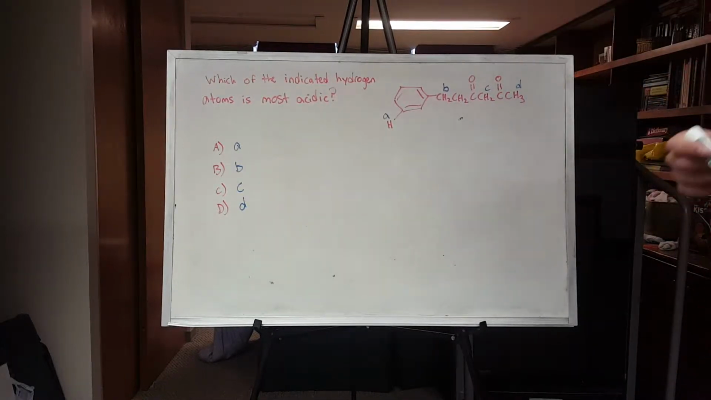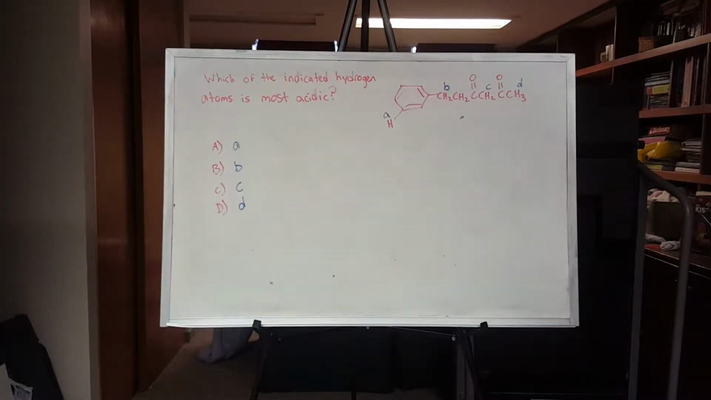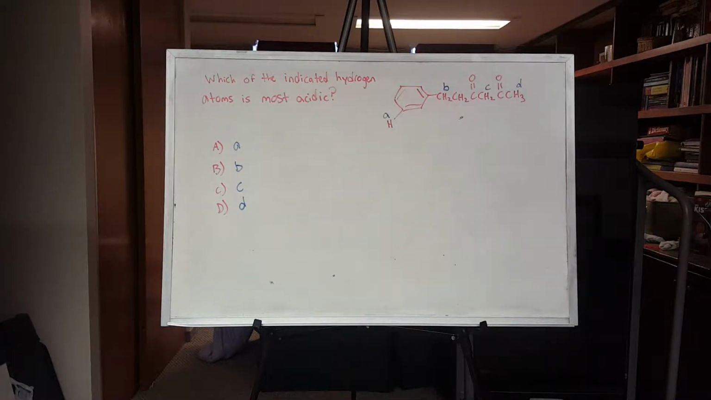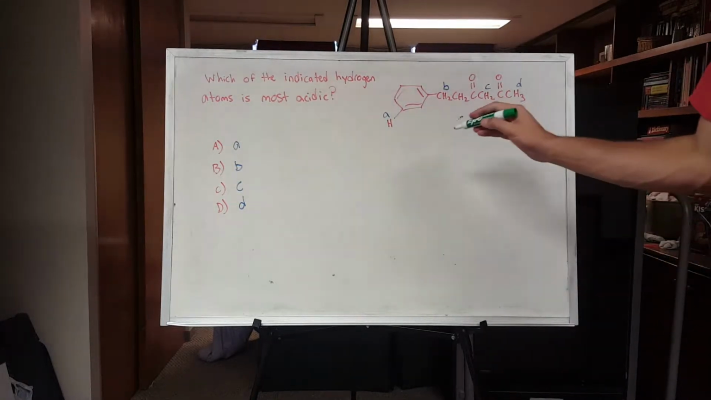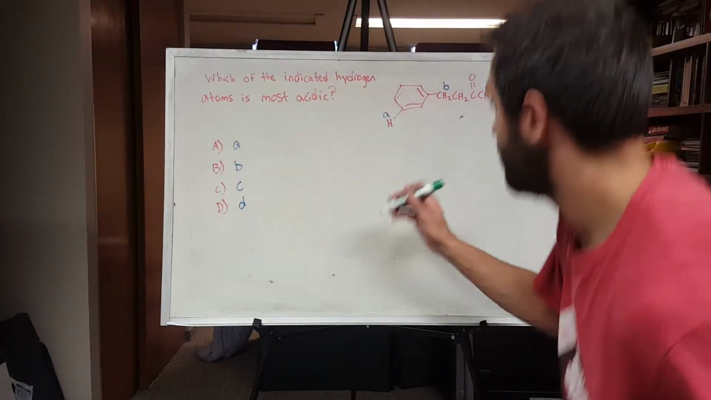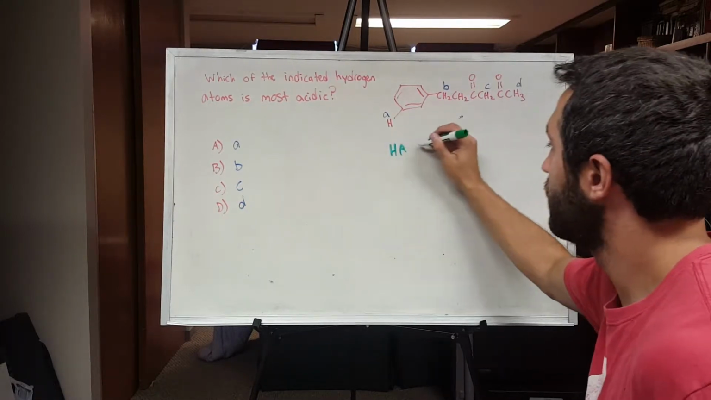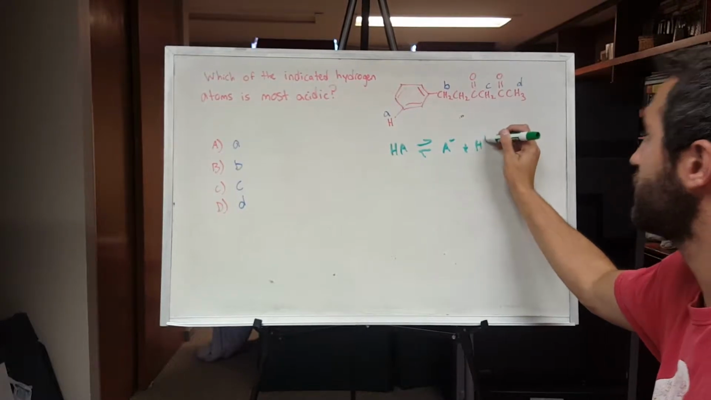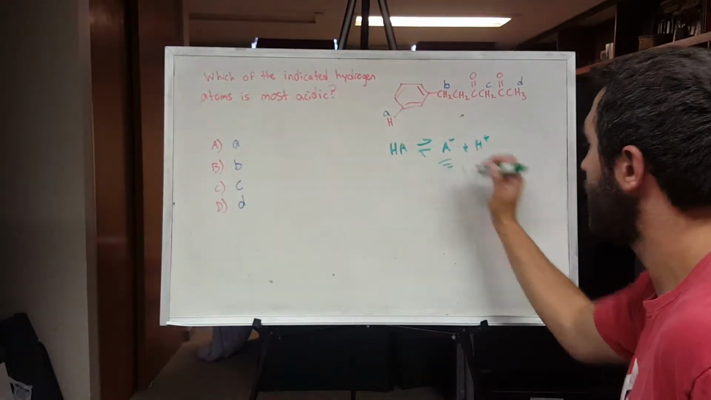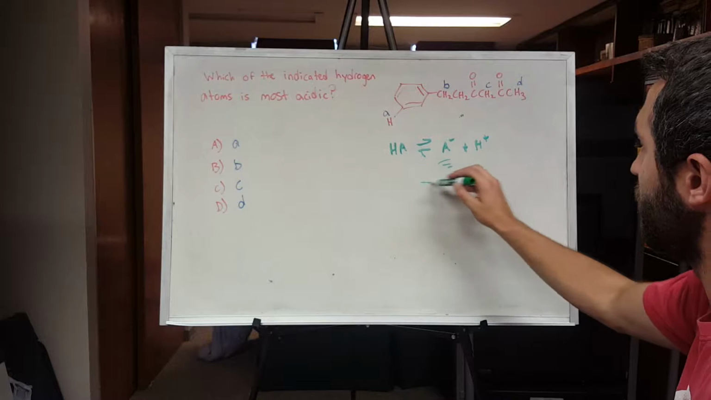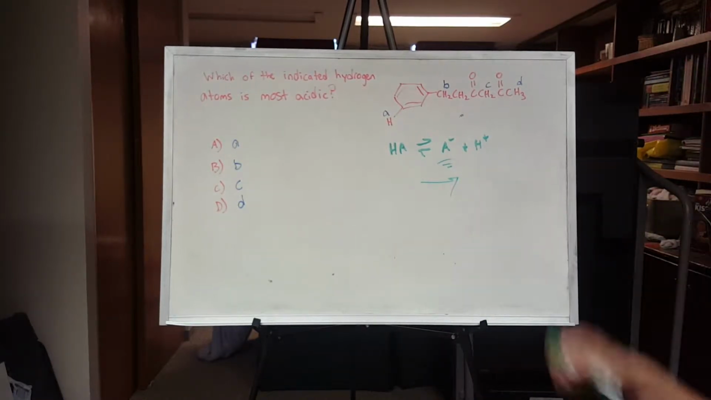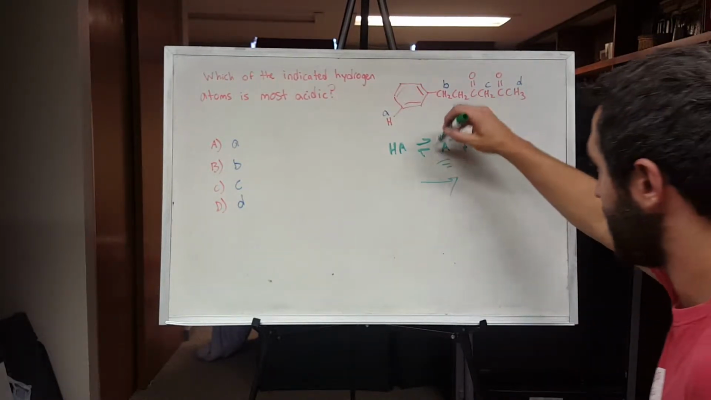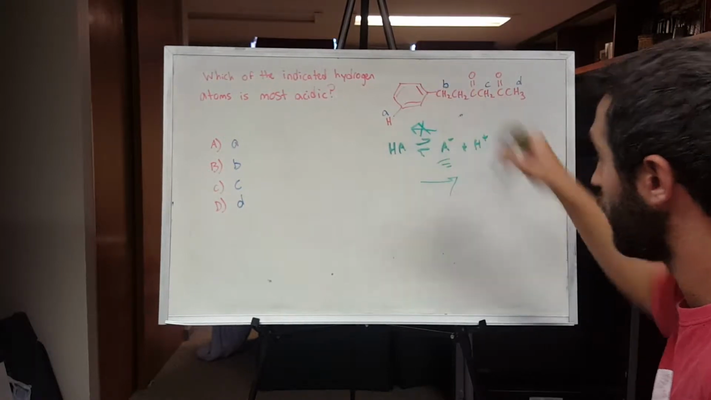Which of the indicated hydrogen atoms is most acidic? In order to determine acidity, we want to look at the stability of the conjugate base. Because if we think about an acid, HA dissociates into A minus plus H plus. The more stable A minus is, the more of it that's going to exist at equilibrium, the less able it is to go back.